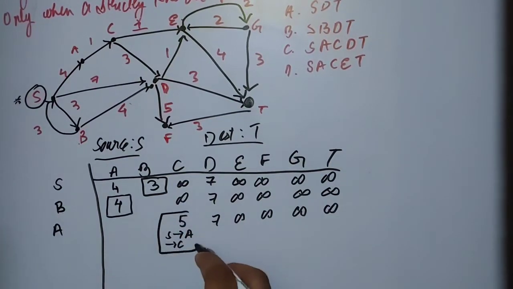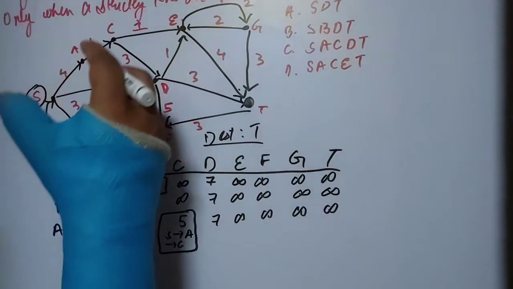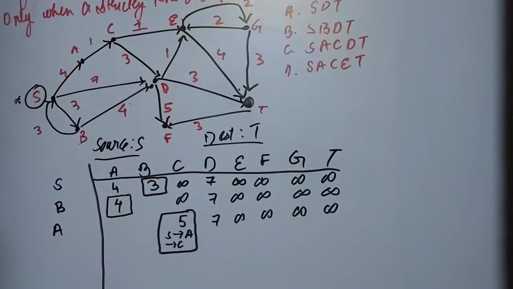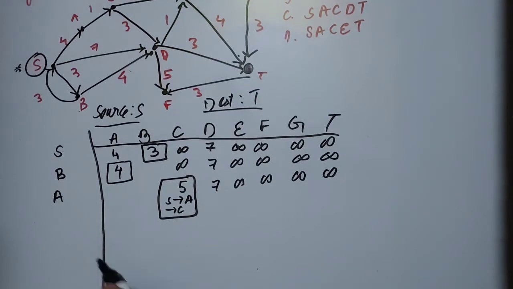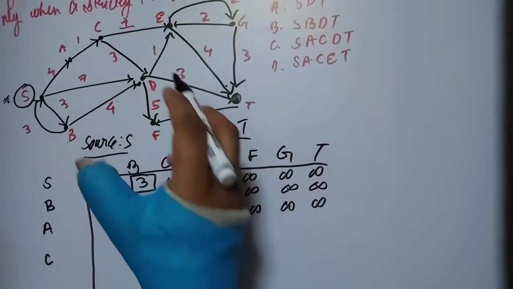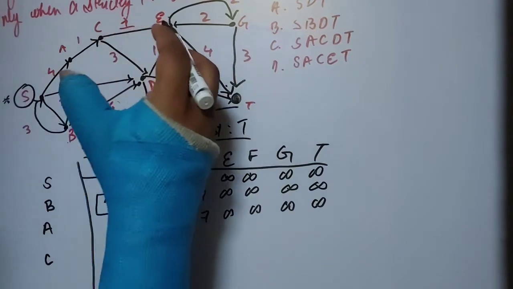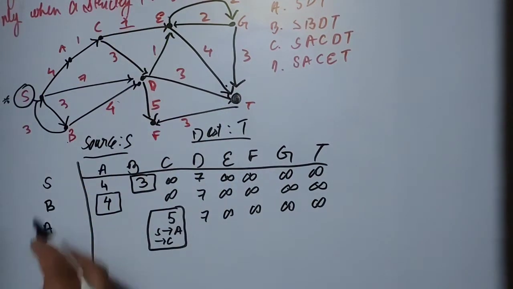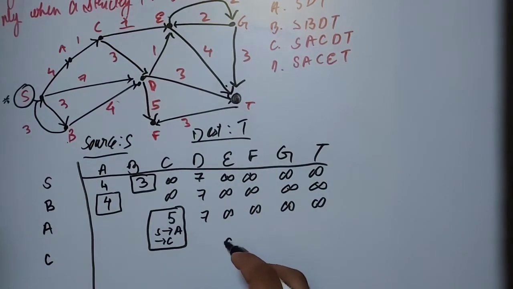So the minimum here is 5. We have discovered that from S to C we could reach via A, which is the minimum shortest path. Now we will start from C vertex. From C we could reach E, and its distance is 1. We could reach C from S in 5, so 5 plus 1 is 6, and 6 is less than infinity. So we will update this path now.